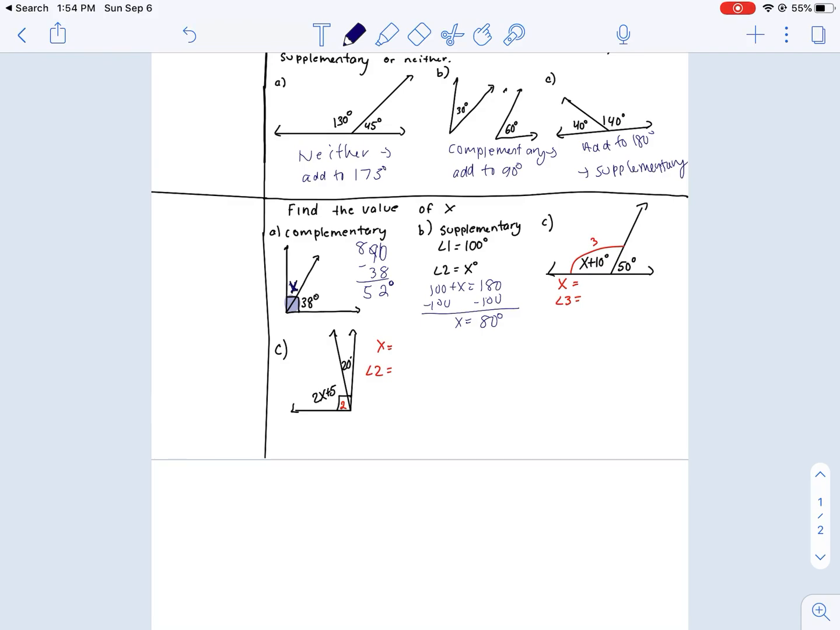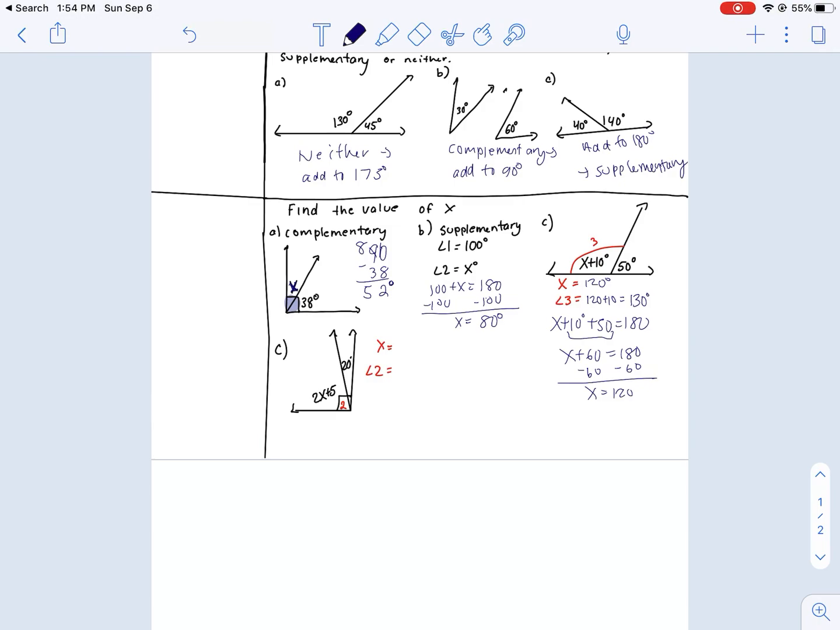Okay, how about C? What do those two angles form? So they're going to have to add up to 180. So x plus 10 plus 50 more will equal 180, which means we have a total of 60. And so something plus 60 is 180. So if I subtract it from both sides, I'll get 120 degrees. But remember, this whole angle is something plus 10. So 120 plus 10, so that whole angle is 130 degrees.